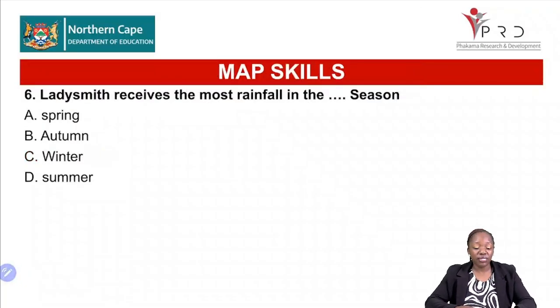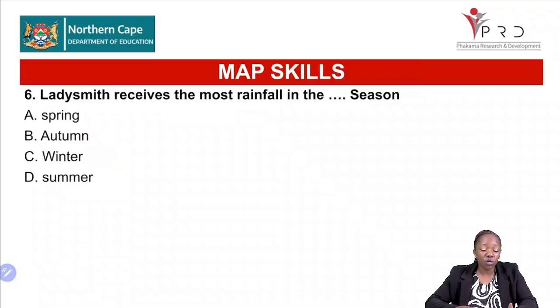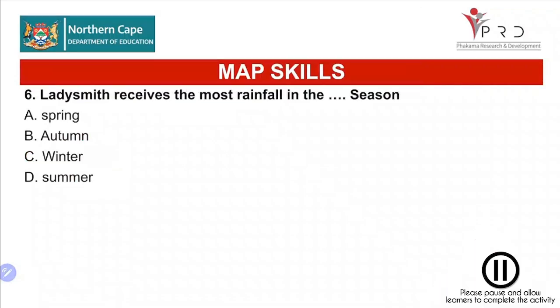Then we're looking at question number 6. It's saying Ladysmith receives the most of the rainfall in which season? Is it spring? Is it autumn? Is it winter? Or is it summer? So again, the importance of reading the general information so that you don't miss all these answers. So again, 1 minute, and then after 1 minute, we do the correction.